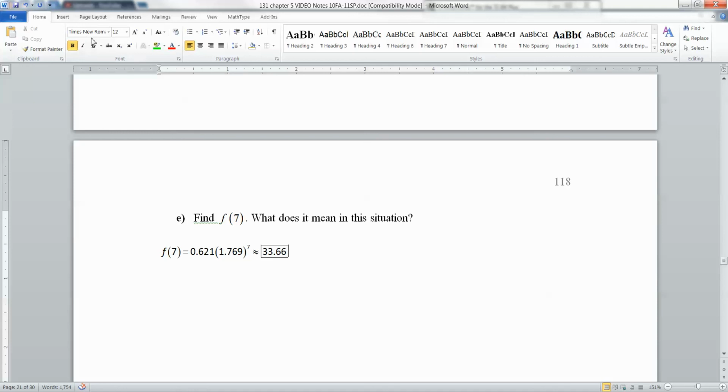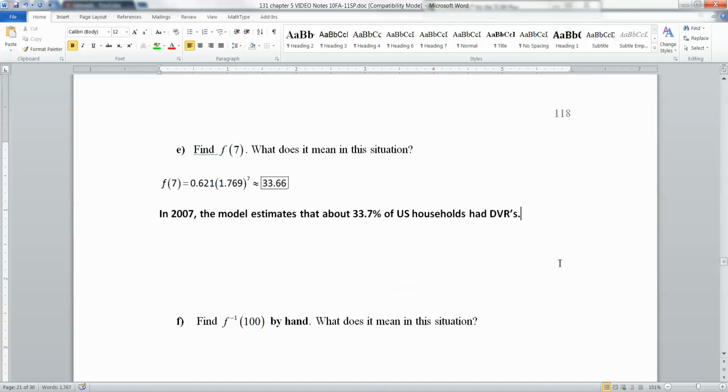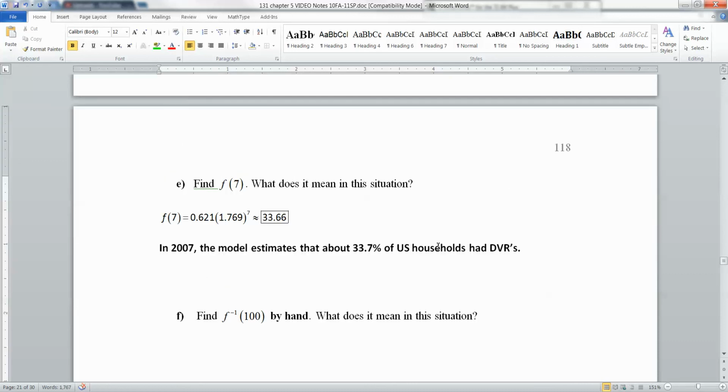And then the question is, what does it mean? Well, in 2007, because our starter year was 2000, about 33.7% of U.S. households, well, I should say the model predicts, the model estimates because it's in the past, that about 33.7% of U.S. households had DVRs. It's getting there. I mean, we have a lot of DVRs right now. I mean, very few people have VHS machines anymore and stuff like that.